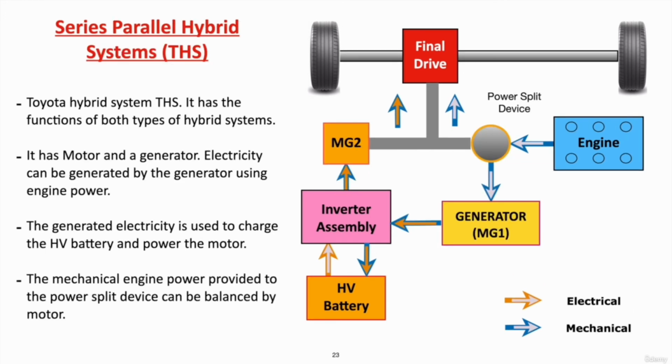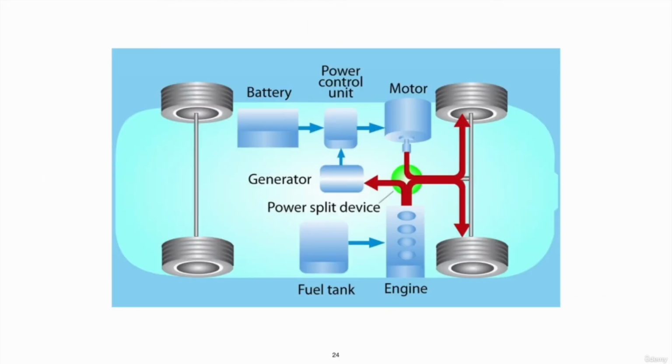In series parallel, we have a combination of both, which means the engine will help us to power the wheels as well as charge the battery through the generator. And with that, the HV battery will provide its power to the MG2, which helps to power the wheels. So the generator only supplies the power, but MG1 also takes the power and also generates power for the wheels. So this is about the three hybrid systems. Now let's go with a model to see how this THS works.